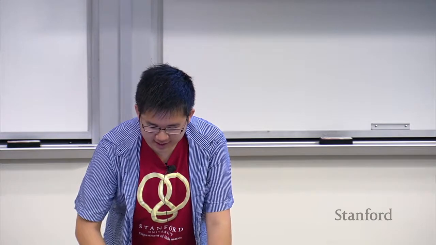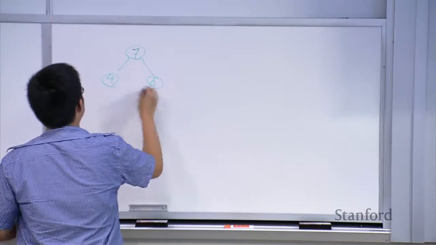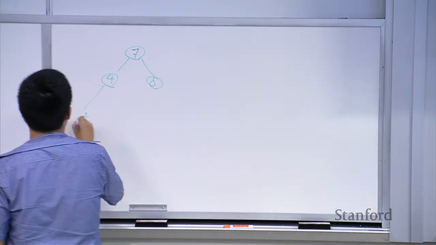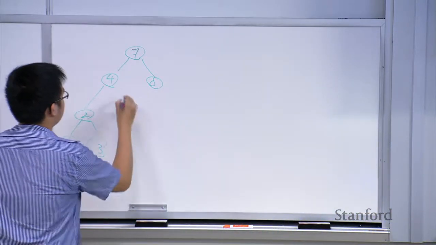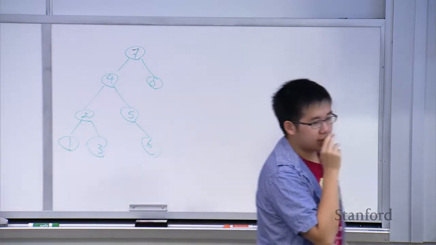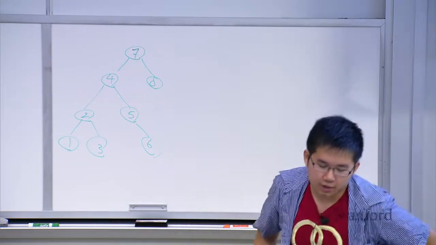Let's cover 4 questions instead. All right, so height. Suppose you were given a tree: 7, 4, 8, 2, 1, 3, 5, 6. This is a binary search tree, and we want to find the height of the binary search tree. I think this is question 2.